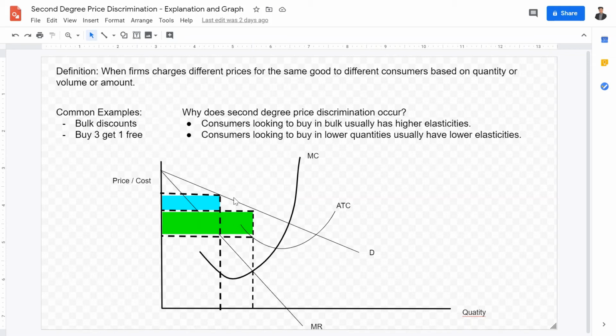So therefore, in order to capitalize on this characteristic, and in order to maximize their profit, firms will engage in price discrimination, where instead of surplus demand existing, surplus demand will be used to their advantage through price discrimination, in order to maximize their profits and actually exceed profit maximization. So common examples are bulk discounts, or things such as buy 3 get 1 free.